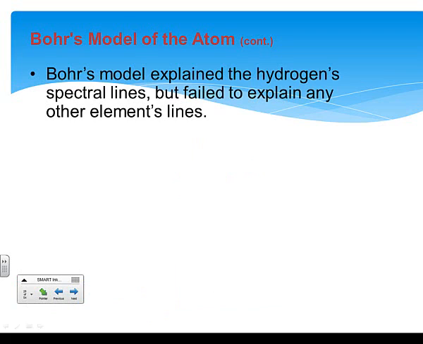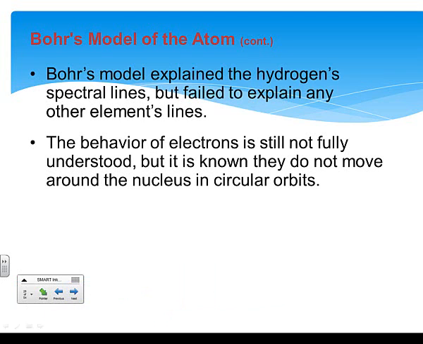Now, his model explained hydrogen's spectral lines, but he could not explain any other atom's spectral lines using this theory. So at this time, after Bohr's theory and the atomic emission spectrum of hydrogen, the behavior of electrons still was not fully understood. It's known that they don't move around the nucleus in circular orbits. So what's going on with these electrons?